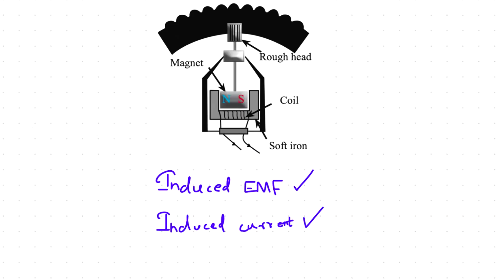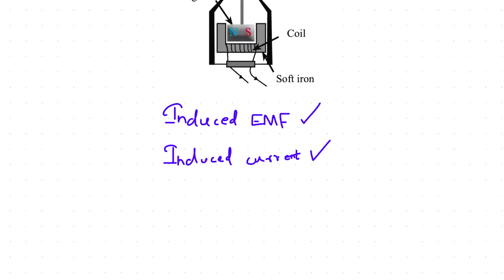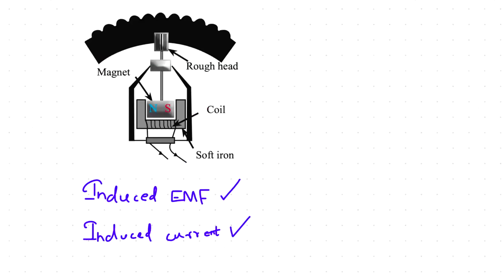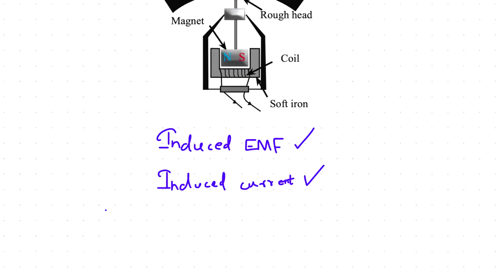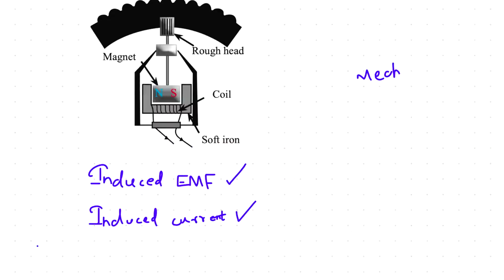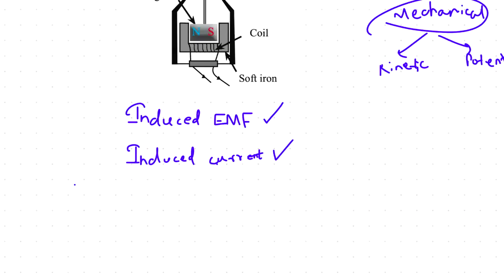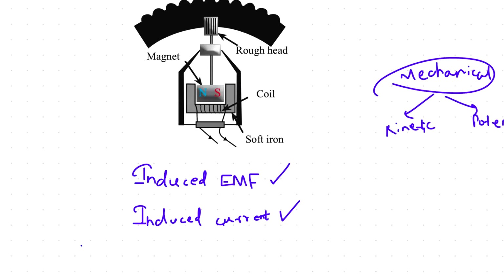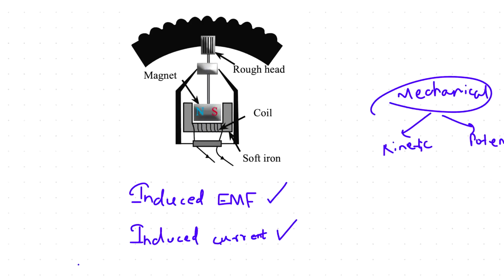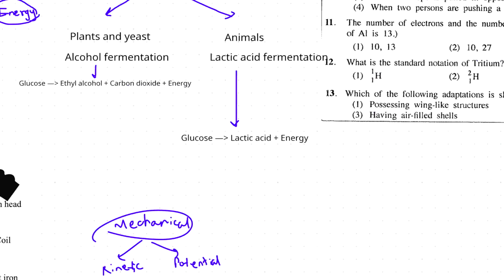Here the wheel is rotating, so that is rotational kinetic energy. And we know mechanical energy has two types, kinetic energy and potential energy. So the wheel rotating means it's kinetic energy, that means it's mechanical energy. Therefore mechanical energy is converted to electrical energy. The wheel rotating is mechanical energy, and since electricity is generated there, that is electrical energy. Okay? So the answer is the third one.